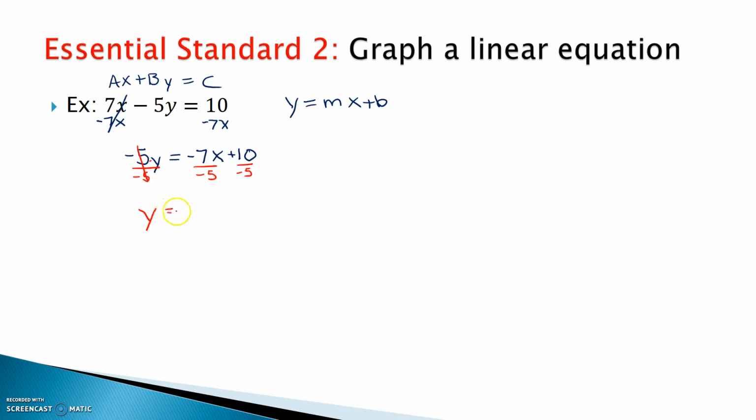I'll give you 1. 7 divided by 5. That doesn't divide nicely. Leave it as a fraction. Of course, negative divided by negative is a positive, so let me just make it a positive 7 over 5x. I can always clean it up. Now, a positive divided by a negative is a negative.